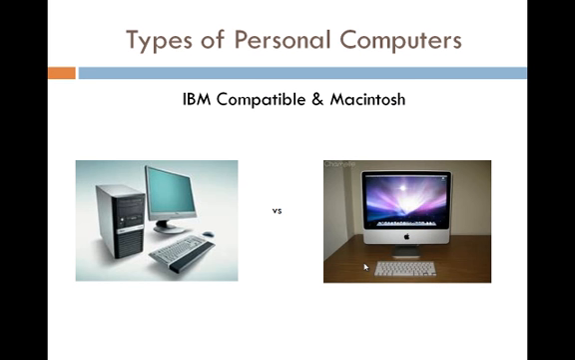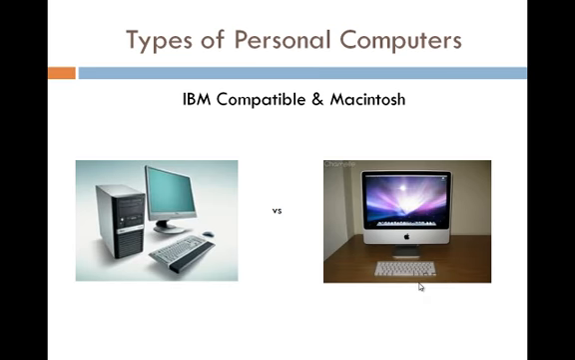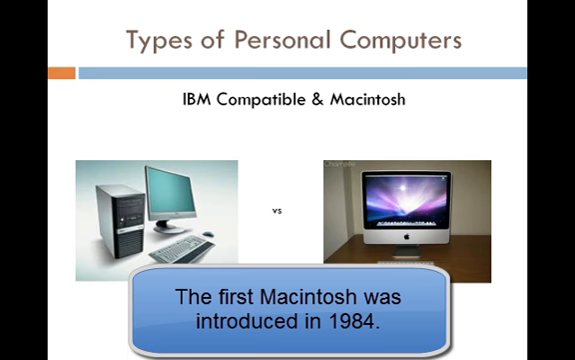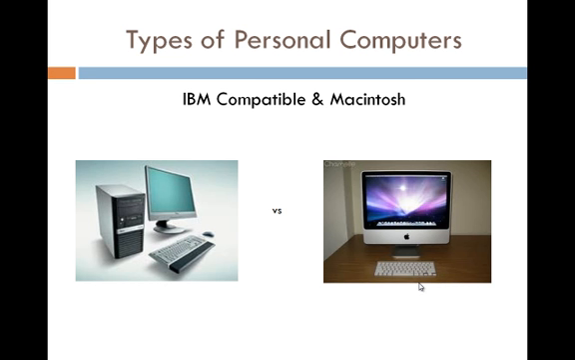Now let's talk about the two most popular types of computers. The two most popular types of personal computers are the IBM compatible systems and the Macintosh computers. The first personal computer was introduced by IBM in 1981. It was called the IBM PC. However, in 1984, Apple Computer introduced the Macintosh, or as we know it today, the Mac, and it became the first widely sold personal computer with a graphical user interface, or GUI.